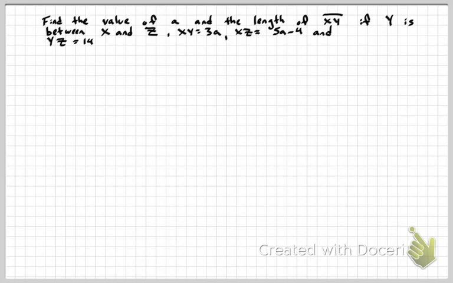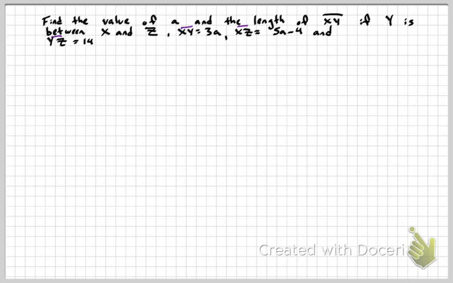Here's one in word problem format. It says find the value of A and the length of XY if Y is between X and Z and XY equals 3A, XZ equals 5A minus 4, and YZ equals 14. So pause the video right here and think about that for a second.